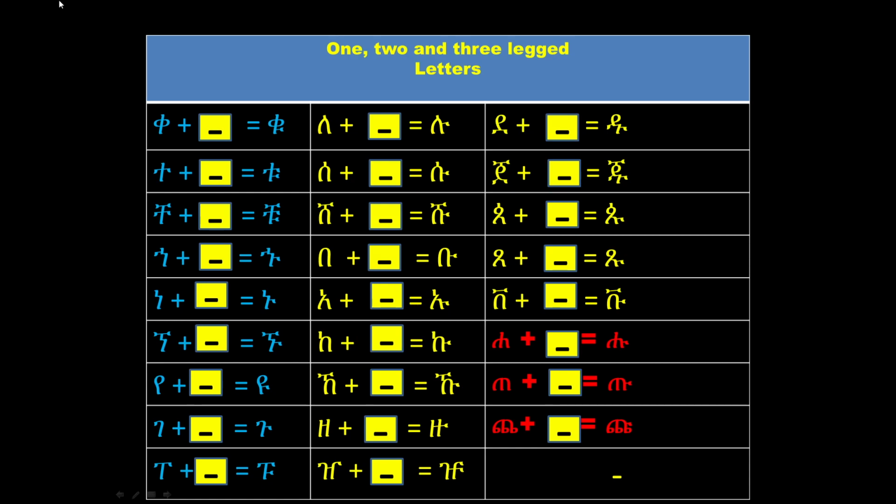For example, q plus the minus sign will give us ku. T plus the minus sign will give us tu. These are one-legged letters. When we come to the two-legged letters, for example, l plus the minus sign gives lu. S plus the minus sign gives us su. When we come to three-legged letters, ha, which is the first column letter, plus the minus sign will give us hu. That means in all these letters the rule applies.